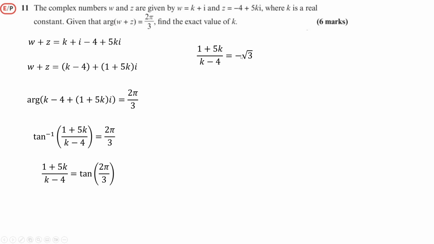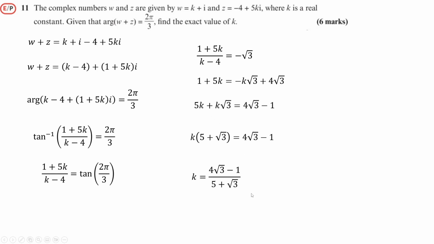Then just multiply out on both sides, and be very careful here. You know how to solve this. I've grouped together the k's and then divided through. You don't need to bother rationalizing. You won't get extra marks for it.